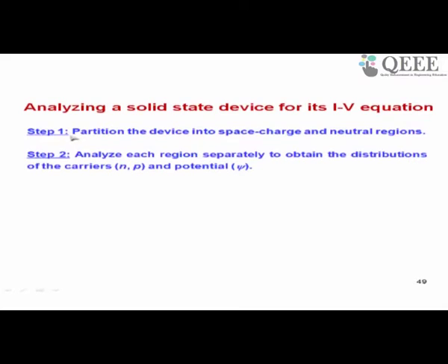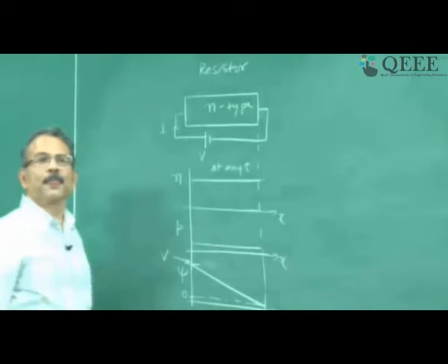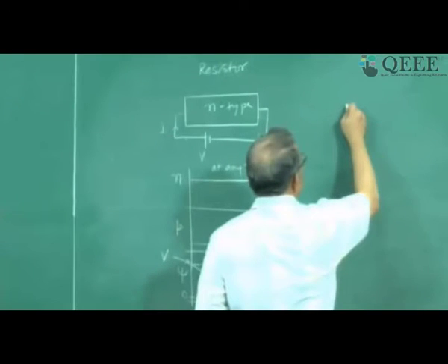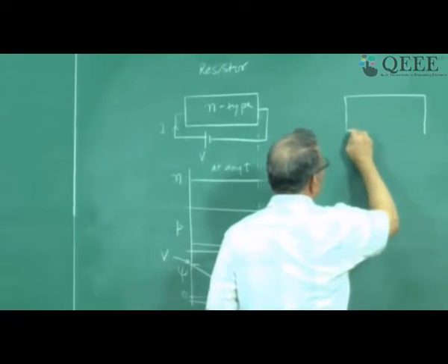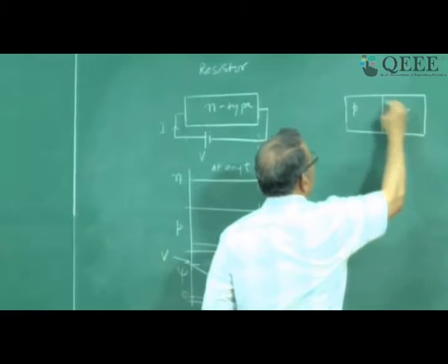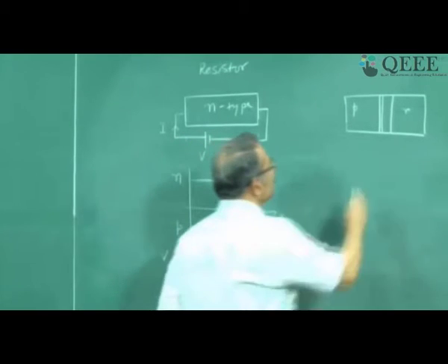Before I move to step 3, let me give an example of step 1, partition the device into space charge and neutral regions. Here, in fact, this whole region is neutral, charge neutral. Whereas if you take a p-n junction, and those of you who know how a p-n junction works, you know that a region near the junction will be charged. So this is the space charge region.